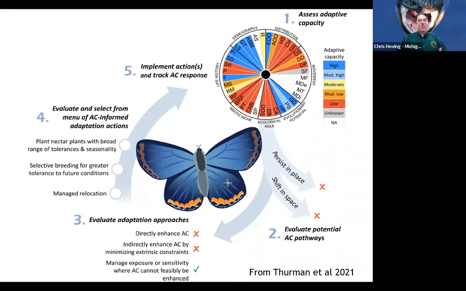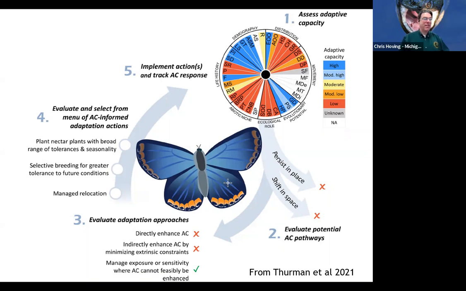And this is our conceptual diagram on how you would use the adaptive capacity wheel to then start evaluating management approaches. So you could look at, for Karner blue butterfly, for example, is it likely to persist in space? Well, given what the adaptive capacity is for the species, it's unlikely to persist in space. It's also unlikely to be able to shift its range with climate change. And so both of those pathways are really not available to the species. And so then you get a different set of adaptation approaches. Are there ways to enhance its adaptive capacity?